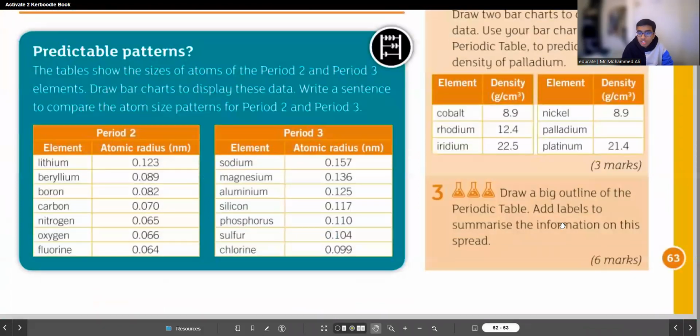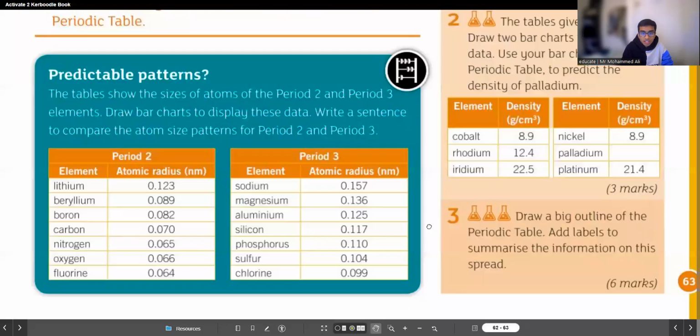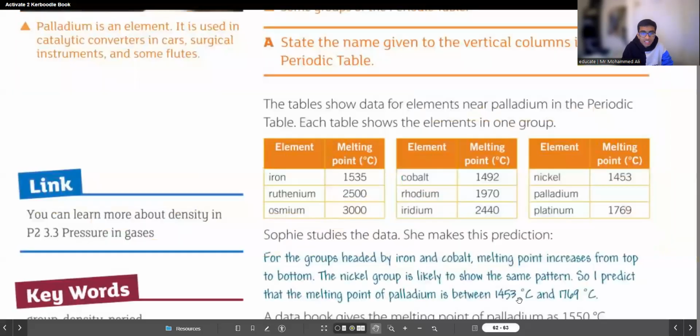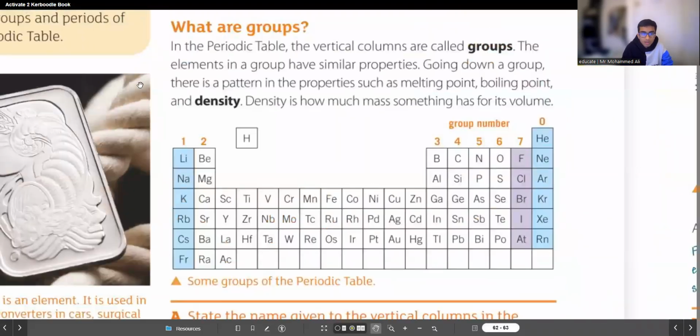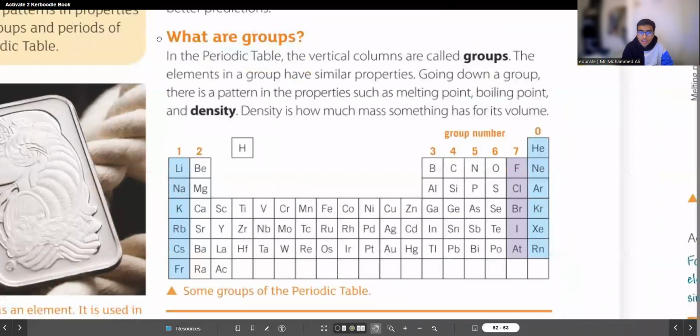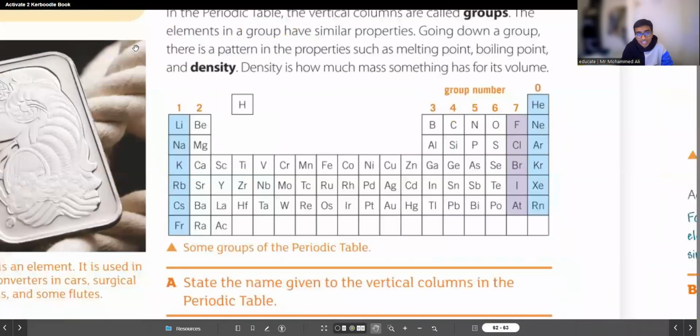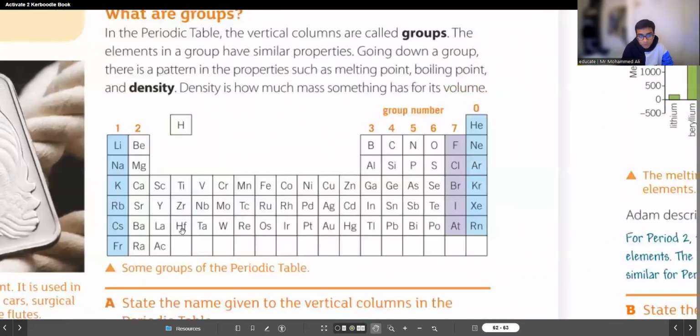For question 3, you have to draw a big outline of the periodic table and add labels to summarize the information on this spread. You just need to look at the periodic table first. It's better to have a good copy of the periodic table. I personally have a copy, and you should have the original copy. According to the exam board you're doing, you should have that specific exam board's periodic table. I have the AQA exam board periodic table, and it's very useful to have.